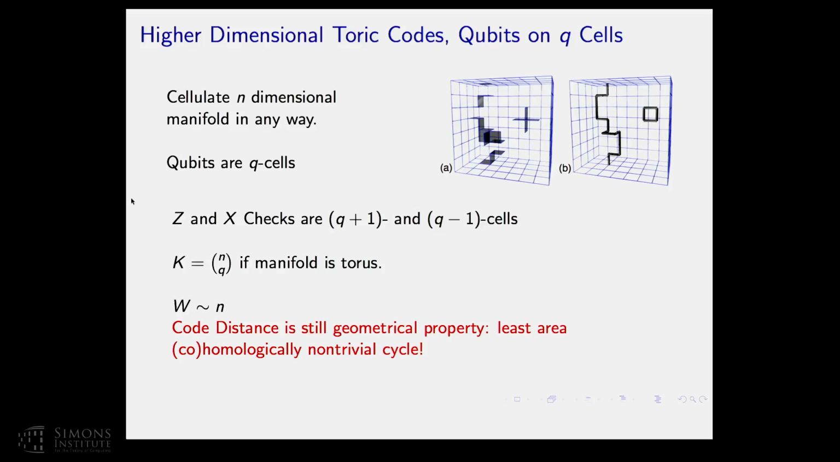So you could say, I'm going to take a three-dimensional thing, put three-dimensional cubes on it, and then put my qubits on the faces, which are the two-dimensional parts, and then the checks will be the three-dimensional part and the one-dimensional part. So the qubits will be the q-cells for some q, say 2, the faces, and then the Z checks will be the 3 and the 1 cells. So then, again, it's just this rule of the boundary. For every cube there'd be a Z check, for every edge there'd be an X check, and for every face there'd be a qubit.